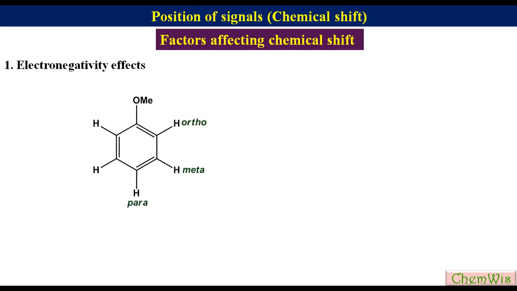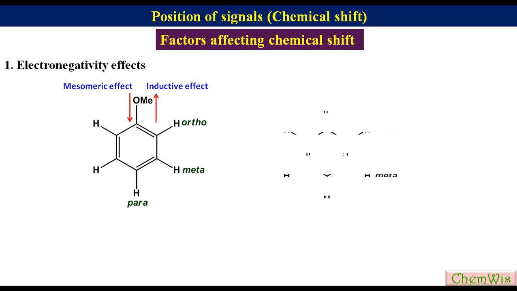Anisole. It also gives 3 signals in the proton NMR because of 3 sets of protons, ortho, meta and para. Methoxy group acts as electron donating group via mesomeric effect, while as electron withdrawing group via inductive effect. The mesomeric effect dominates over inductive effect. So, overall effect of methoxy is electron donating.